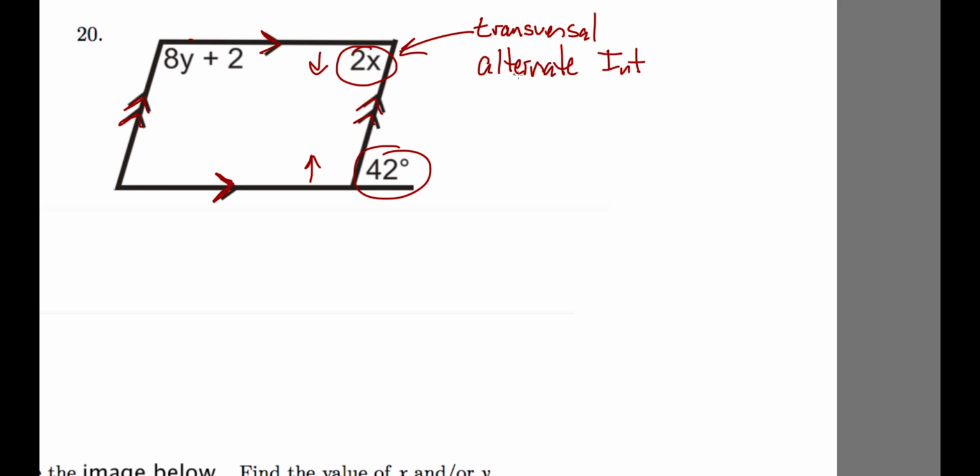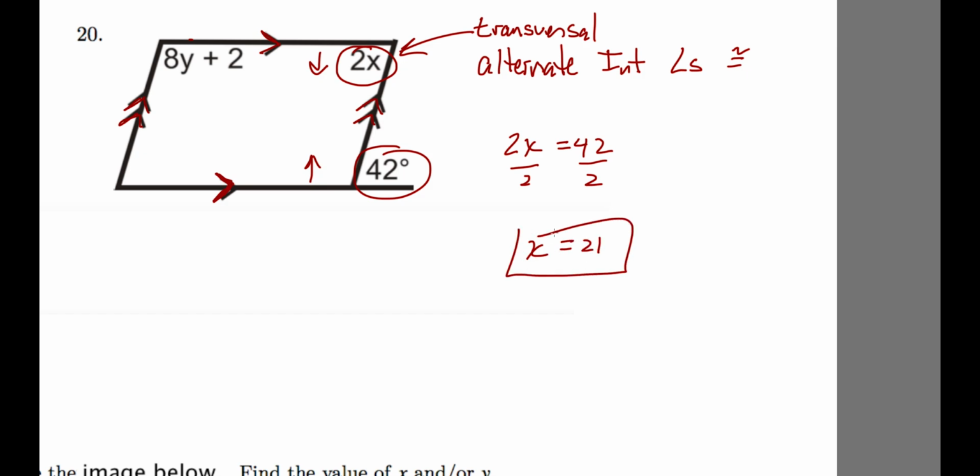And if we have parallel lines, alternate interior angles are congruent. So that means 2x equals 42. Divide both sides by 2, x equals 21. So that's our solution for x. Now, if we're looking at these two angles here, let's now work in eggplant.